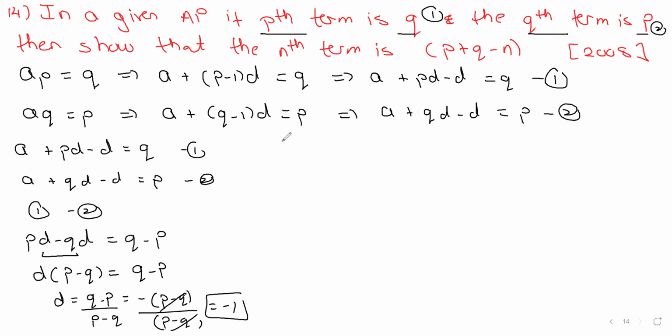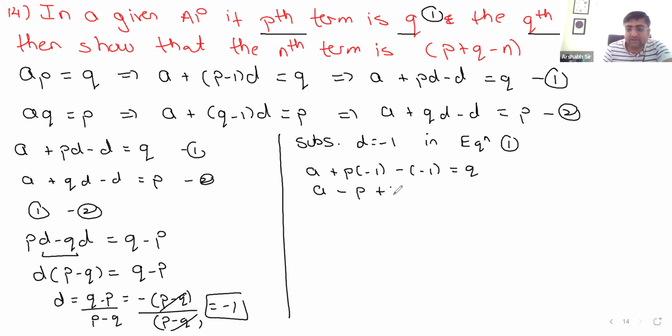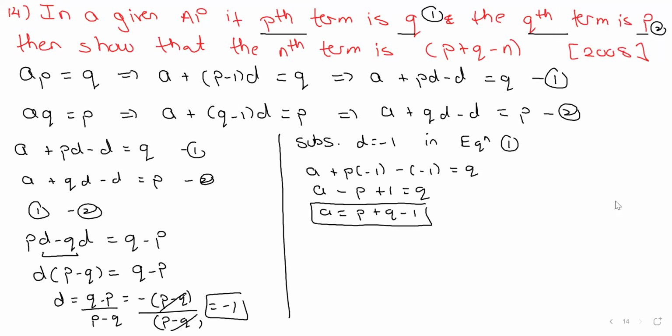अब ये वैल्यू D किसी भी इक्वेशन में डाल दो. सो लेट्स से फर्स्ट इक्वेशन में D की वैल्यू डाल दी. सो सब्स्टिट्यूटिंग D is equal to -1 in either equation 1 or 2, आपकी मर्जी. लेट्स से इक्वेशन 1 में, सो A plus P times D minus D is equal to Q. So A minus P plus 1 is equal to Q. So A is equal to P plus Q minus 1. Do you all agree बेटा? Yes or no? Yes, sir.